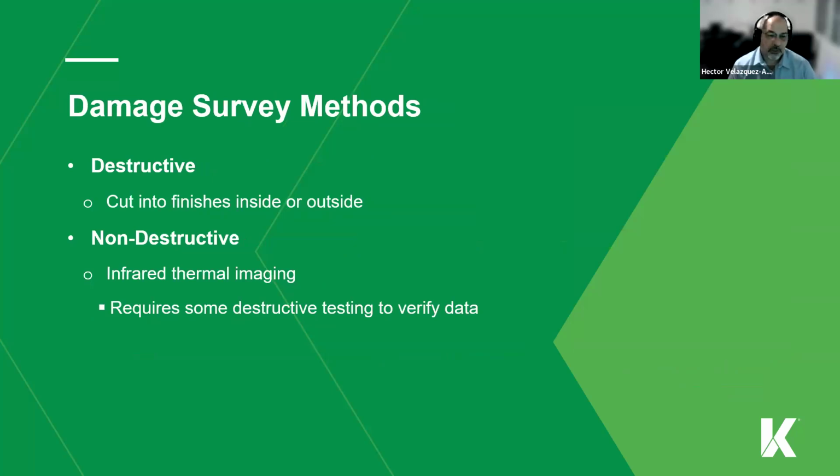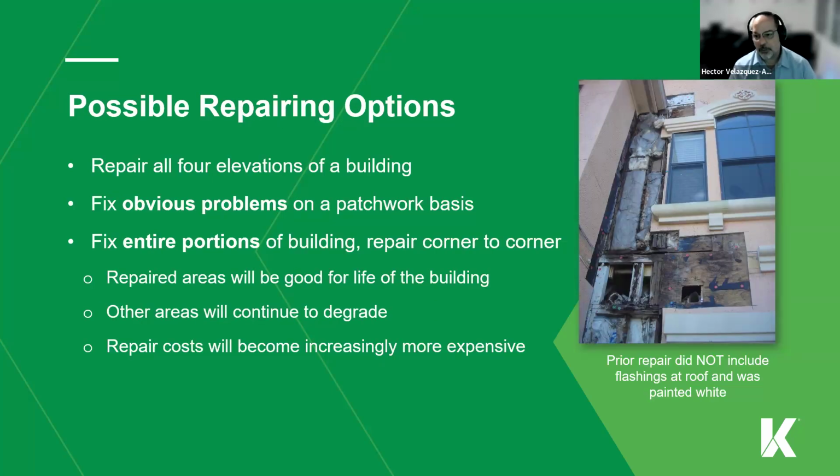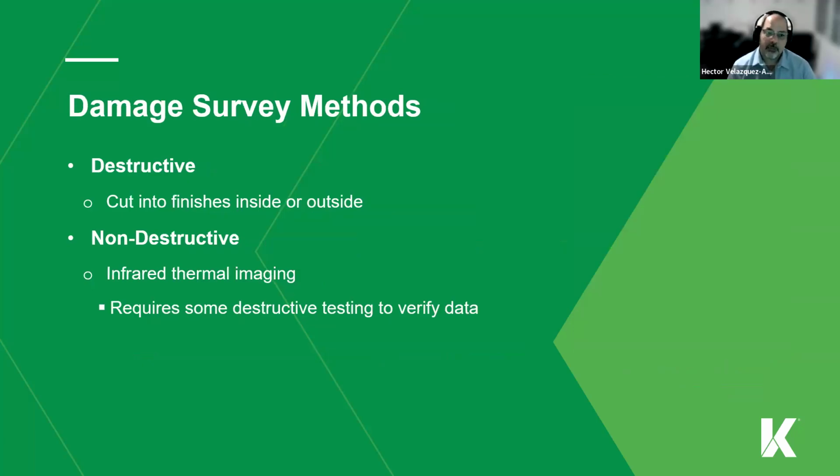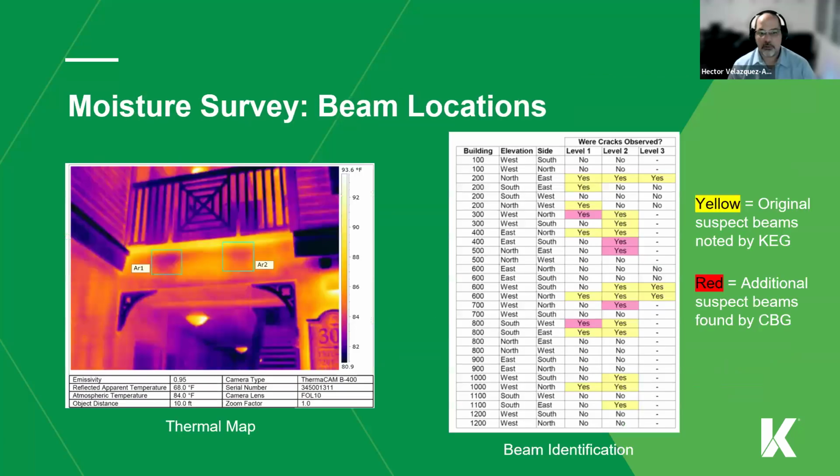Damage survey methods that we can use to determine the condition of your building: we can do destructive testing, something like that picture right there. That could be a typical destructive test that you will see to find out what the problem is. You can also have infrared thermal imaging, which requires minimal destructive testing.